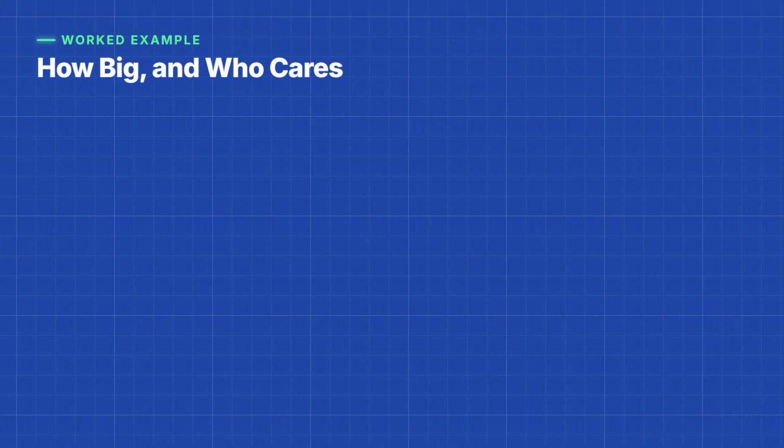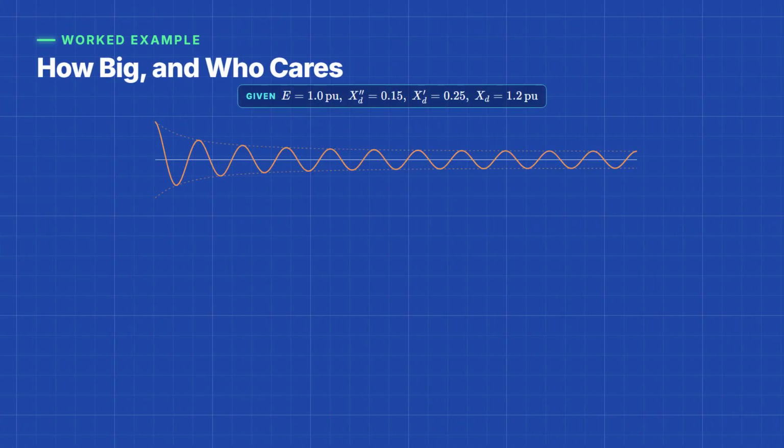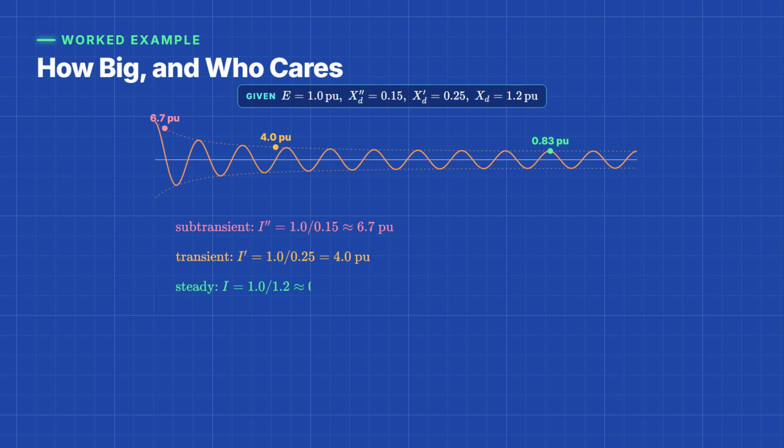Let's put numbers on it. Take a generator with an internal voltage of 1 per unit. Its datasheet lists 3 reactances: subtransient 0.15, transient 0.25, and synchronous 1.2 per unit. The current at each stage is that voltage, divided by the reactance. In the first cycle, the reactance is small, so the current is large, about 6.7 times full load. A few cycles later, it drops to 4 times. At steady state, it falls to about 0.8, below full load.